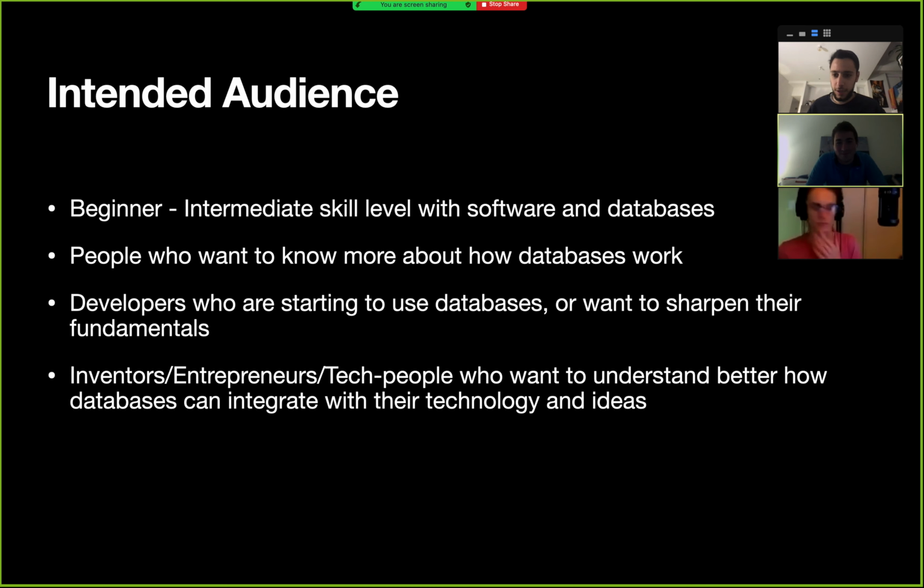Okay, so this is the database presentation, and before we jump in, I just want to set the expectation right. The intended audience is really what you see here. If you're on the advanced side, this is not for you. If you just want to know more about how databases work, you're a developer, or you're one of the decision makers doing inventions and things like that, this will be very useful for you.